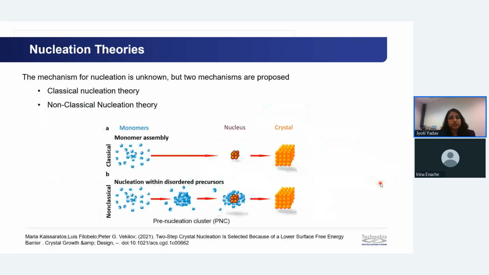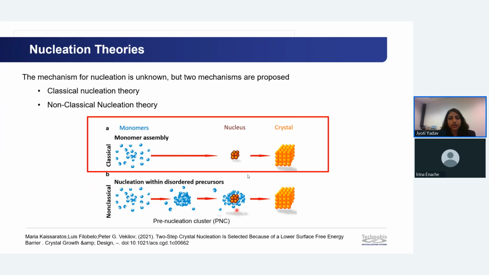Coming to the different nucleation theories, nucleation is a stochastic process. Therefore, it is difficult to know the actual mechanism for nucleation, but there are two theories which try to explain the mechanism for nucleation. First is the classical nucleation theory, and second is the non-classical nucleation theory. According to the classical nucleation theory, nucleation happens in only one step, whereas for the non-classical nucleation theory, nucleation takes place in two or more steps, separated by an energy barrier.